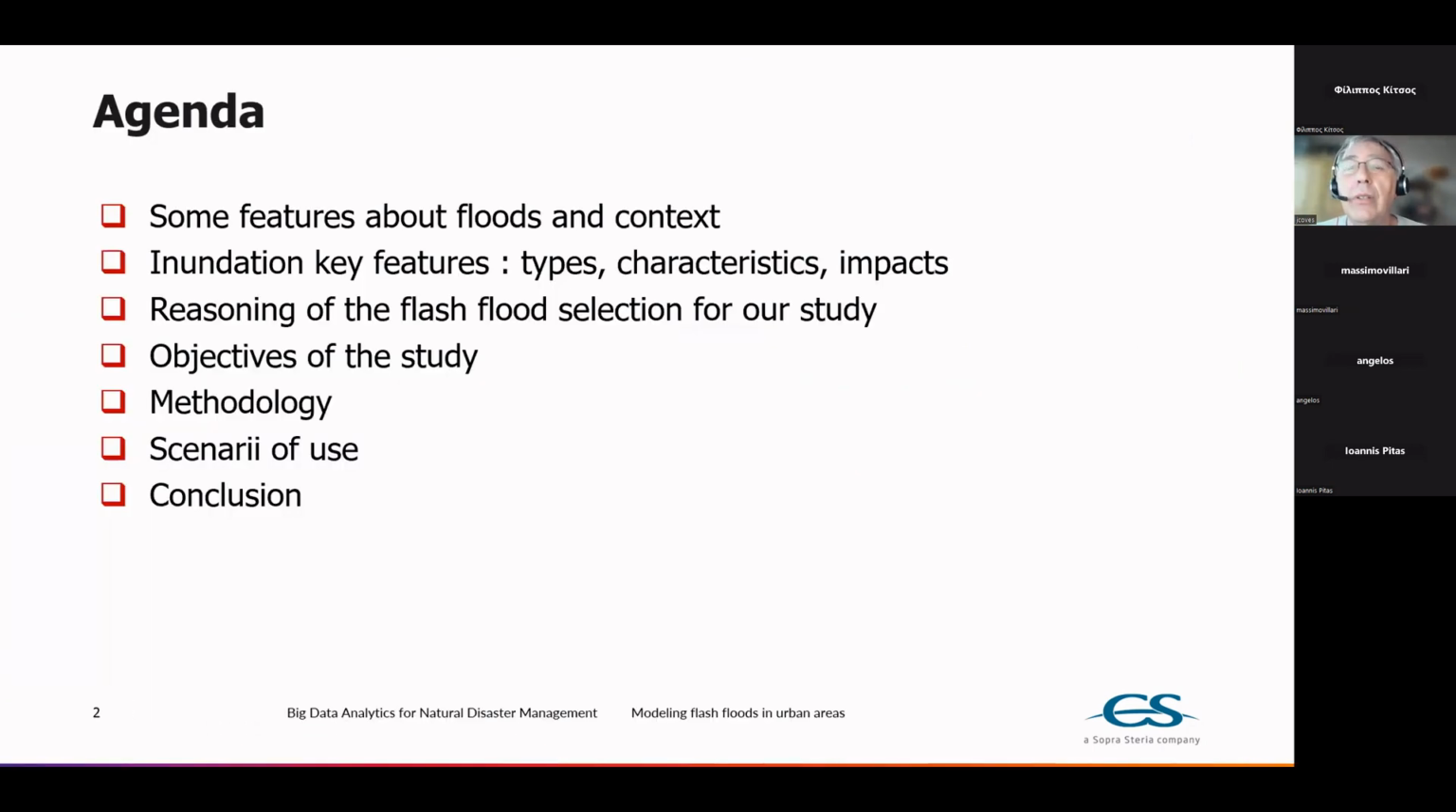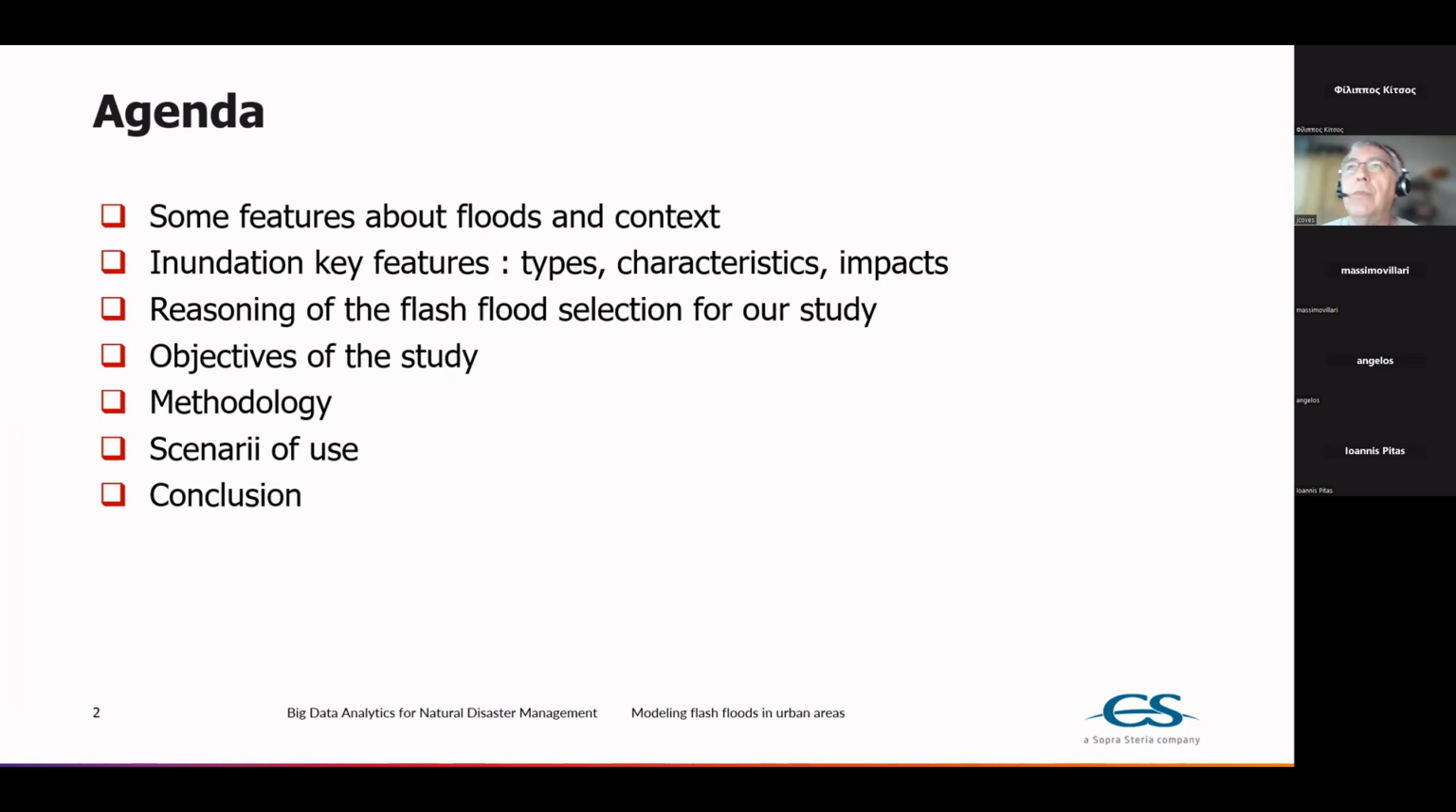In this presentation, I will focus first on the context of the floods, different types, and mainly flash floods, not to make a lecture on flood and hydrology, but to give you the reasoning on why we are working on this subject, the specificity of this type of flood, and the consequences that they have for the modeling, and especially why we are trying to use AI modeling for that.